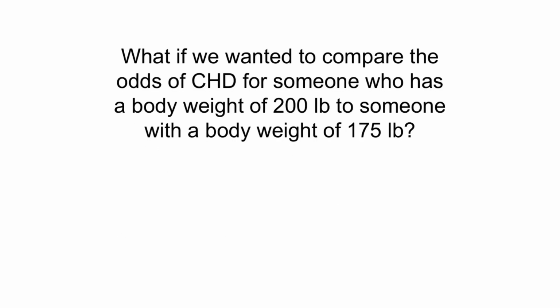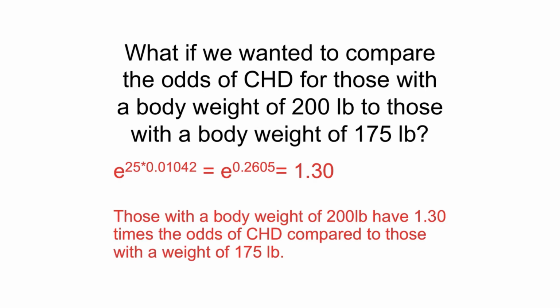What if we wanted to compare the odds of CHD for someone who has a body weight of 200 pounds to someone with a body weight of 175 pounds? There's a 25-pound difference between 200 and 175 pounds. So we multiply this difference, 25, by beta 1, and this gives us 0.2605. If we exponentiate this, we get 1.3.